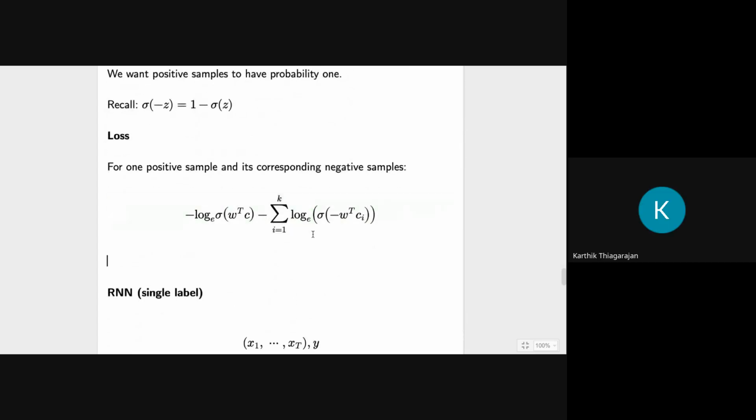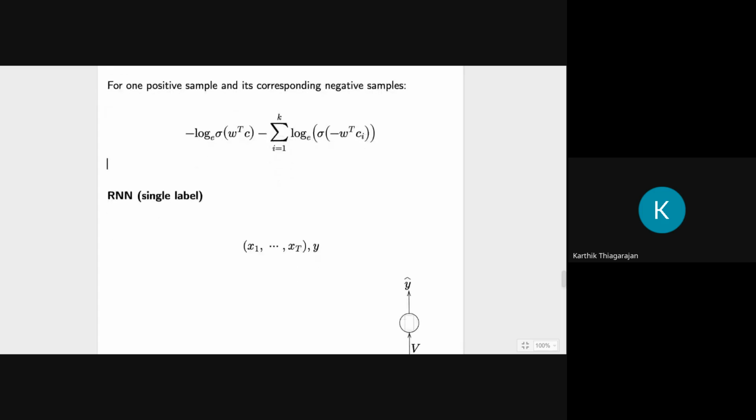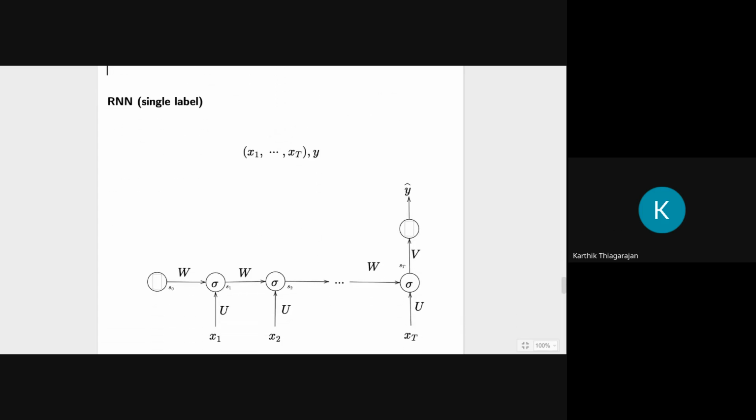Okay, so now we move to, once you have learned word embeddings, what you can do is you can start solving sequence learning problems, where the information is given to you in the form of a sequence. I'll directly go to the architecture.